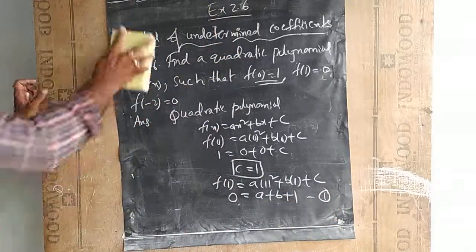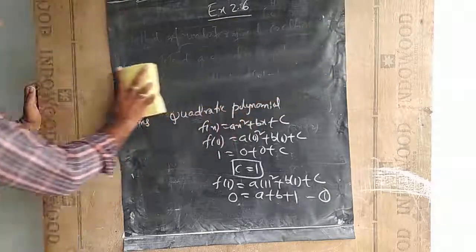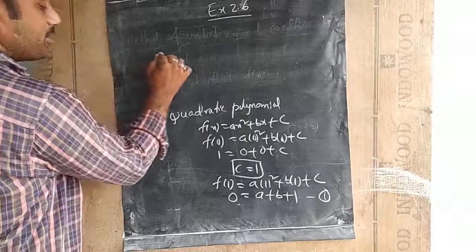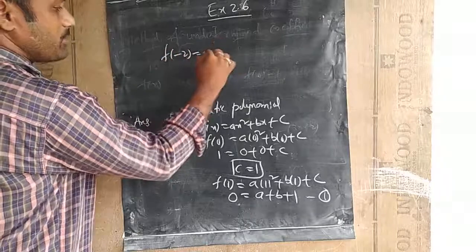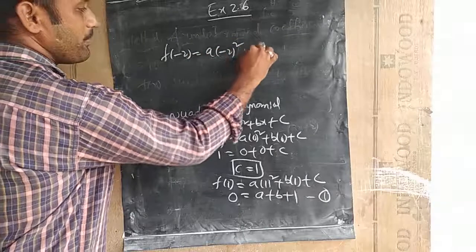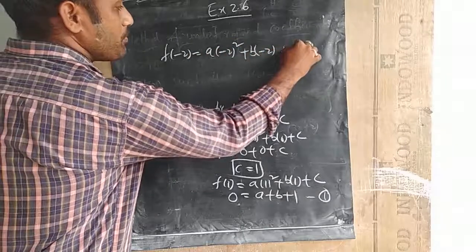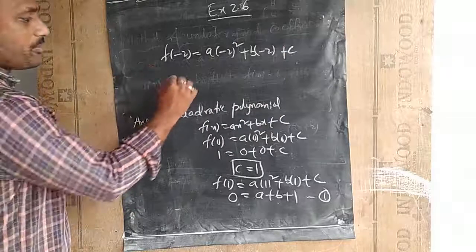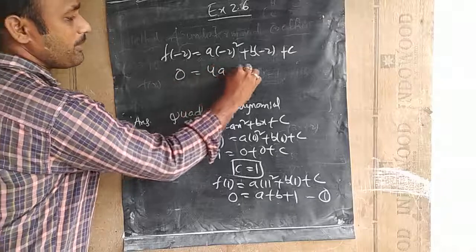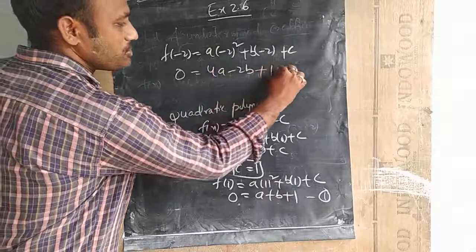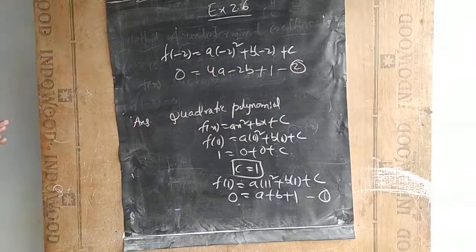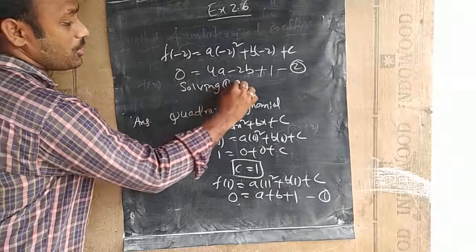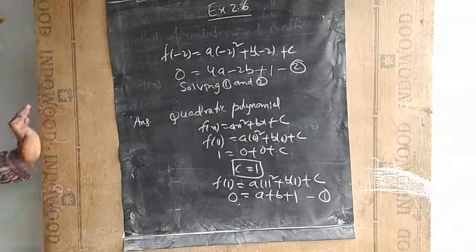Next, f of minus 2 is 0. So that is f of minus 2 is equal to a into minus 2 whole square plus b into minus 2 plus c. The f of minus 2 value is 0, which is equal to 4a minus 2b plus c, and the c value is 1. We can mark this as the second equation. Now solving the first equation and the second equation.